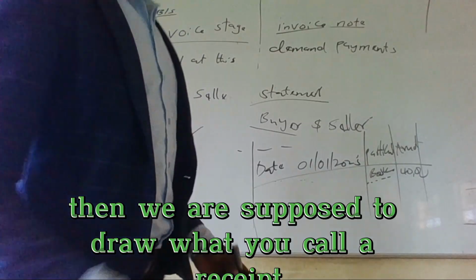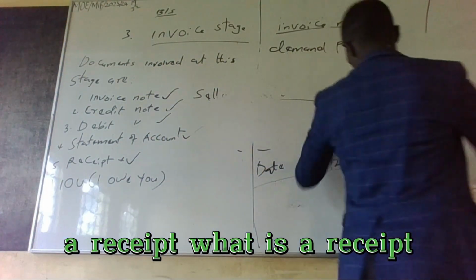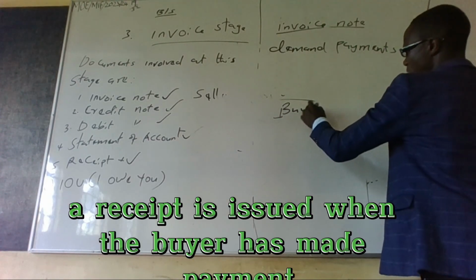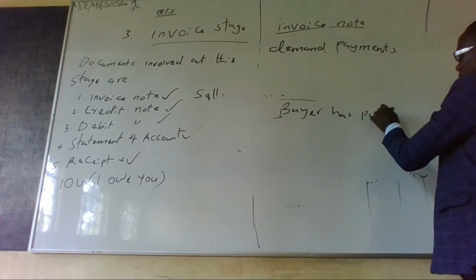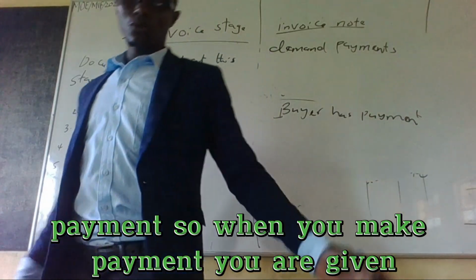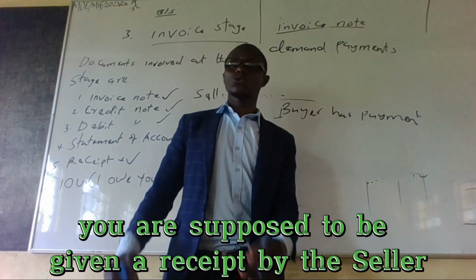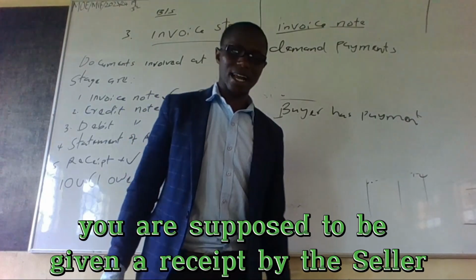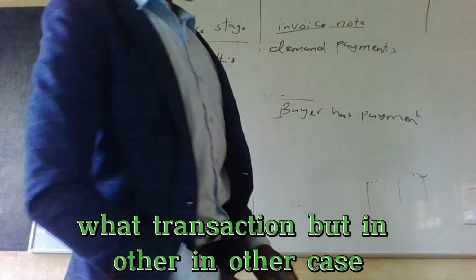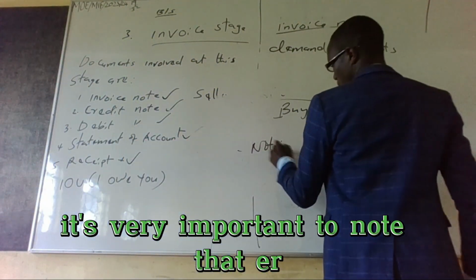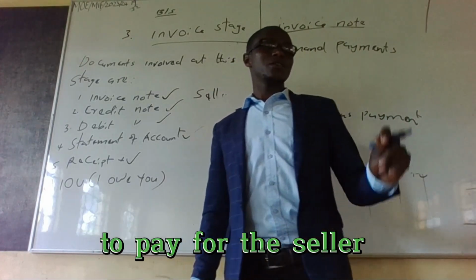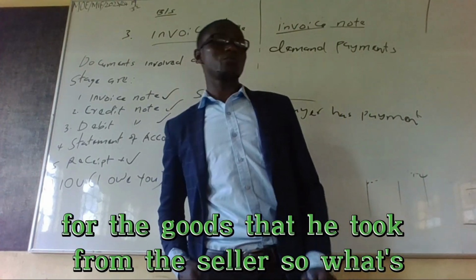Then we also have to look at what we call a receipt. What is a receipt? A receipt is issued when the buyer has made payment. So when you make payment, as a buyer, you are supposed to be given a receipt by the seller, which marks the final business transaction. But in other cases, it's very important to note that the buyer might not have money to pay the seller for the goods that he took from the seller.